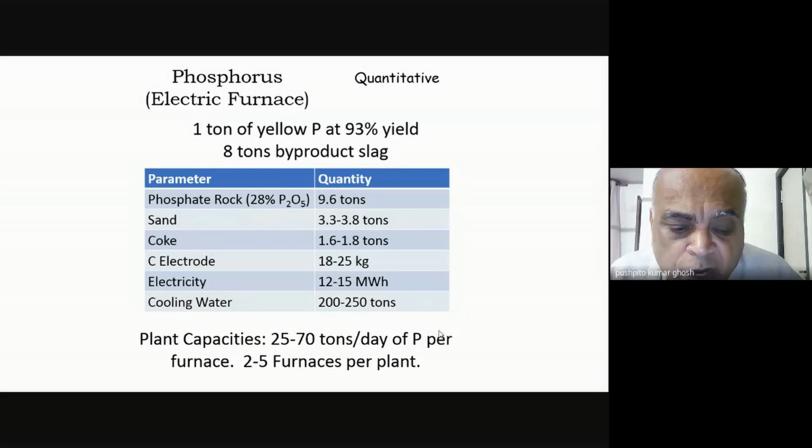And we'll continue on Friday. I will cover potash, which is the next process, and then I will move on to petrochemicals.